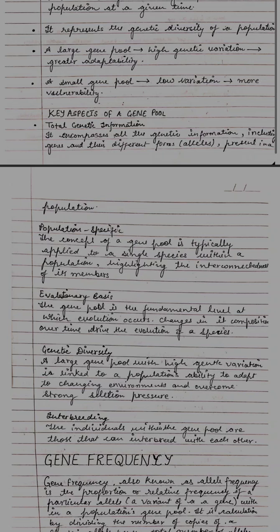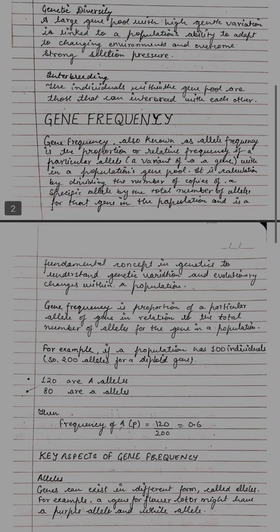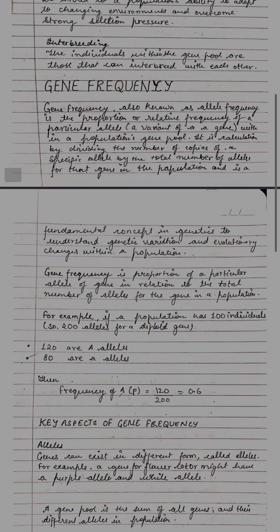Now let us talk about gene frequency. Gene frequency, also known as allele frequency, is the proportion of a particular allele in the gene pool of a population. It is expressed as a fraction or percentage. The formula is: gene frequency of an allele equals the number of that allele divided by the total number of alleles of that gene.